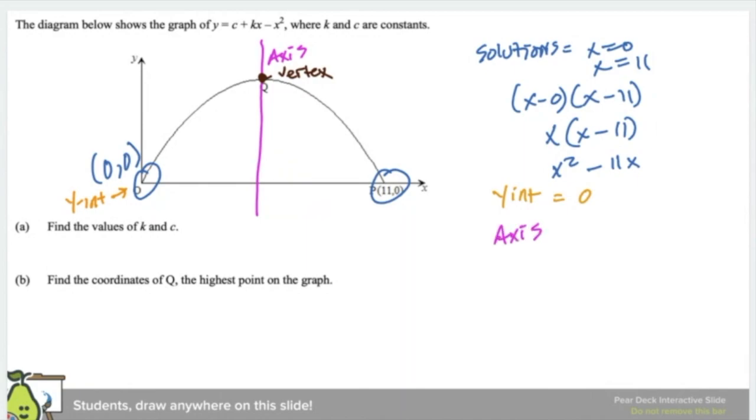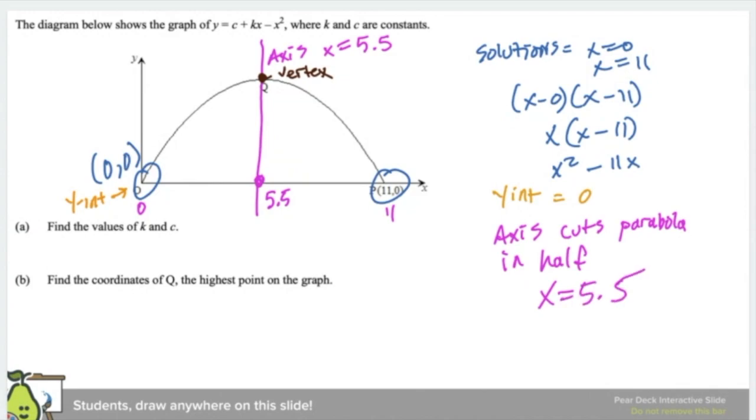Just by looking at the numbers here, I know the axis, remember, cuts the parabola in half. So if this is 11 and this is 0, what's the halfway point? 5.5, correct. So this is 5.5, which means that is my axis of symmetry. That's one way to find it if you don't like using negative b over 2a each time. But we don't have the equation yet, so this is fine.